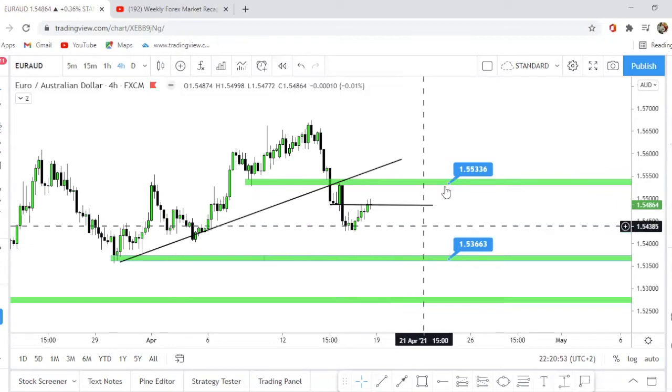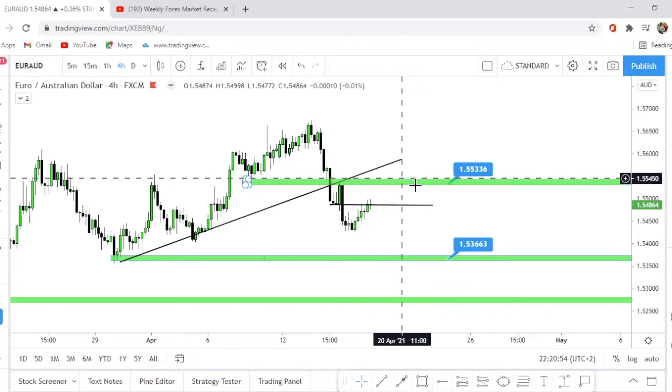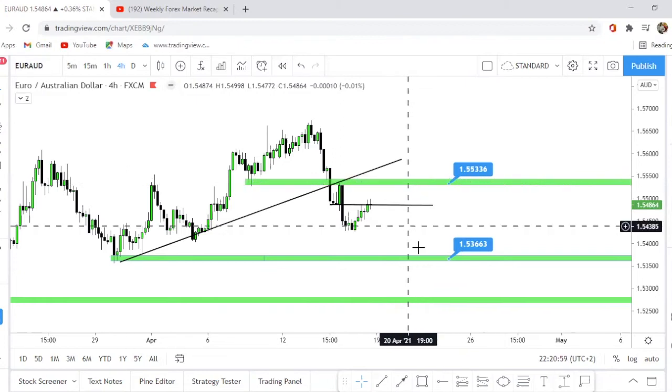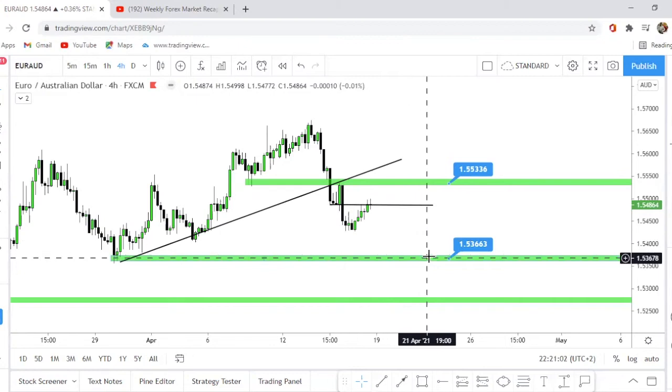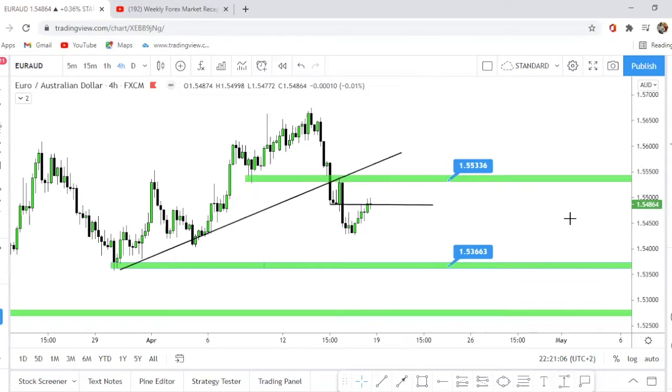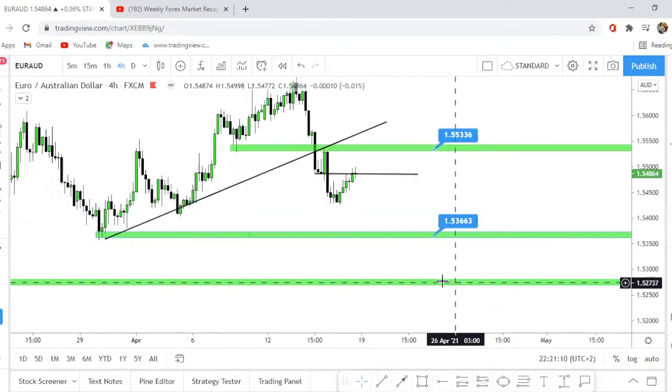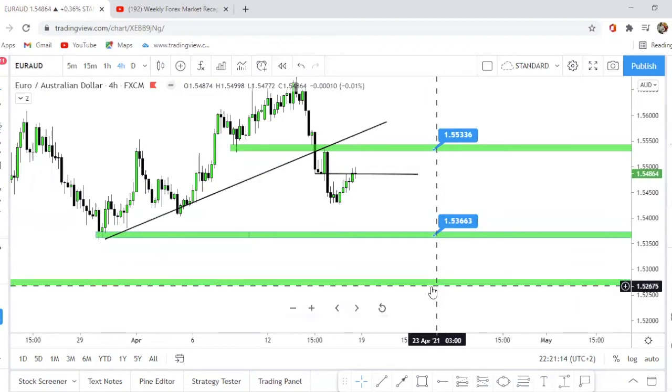But as long as price trades below this area, I will be looking to sell Euro AUD down to these levels over here. And if that level does get broken, our next target areas will be all the way down here. All right, that's my analysis on Euro AUD.